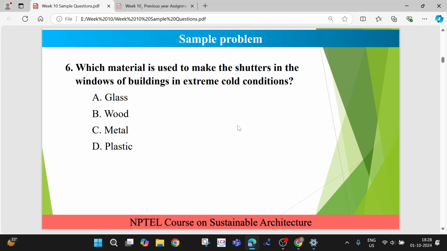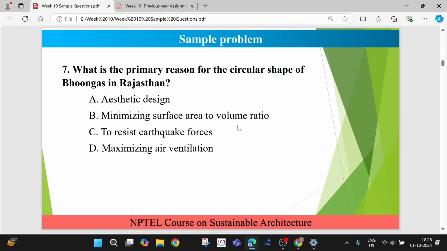So in the cold regions, these wooden shutters, you can say, are used in addition to the glass. Why is only wood used? In order to keep the cold out, because as you all know, wooden shutters provide a kind of insulation and keep the colder atmosphere separate from the indoor environment. Fine. So let's move to the seventh question then. I hope this will also be answered correctly. What is the primary reason for the circular shape of these bungas in Rajasthan?